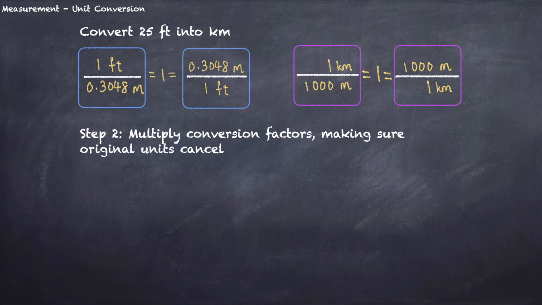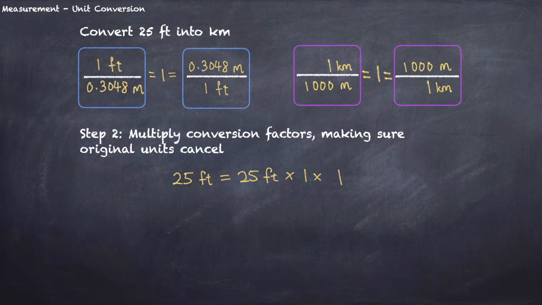In step 2, we want to multiply the conversion factors to the quantity in a way that allows us to cancel the original units. Just to show you why multiplying conversion factors do not change the meaning of our quantity, we can all agree that 25 feet is equal to 25 feet times 1 times 1. But as we can see from these equations, our conversion factors are all equal to 1. So multiplying a quantity by a conversion factor only changes its unit. It doesn't change the original value of the quantity.